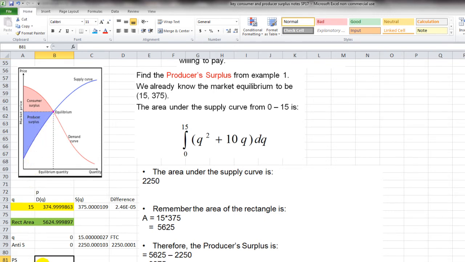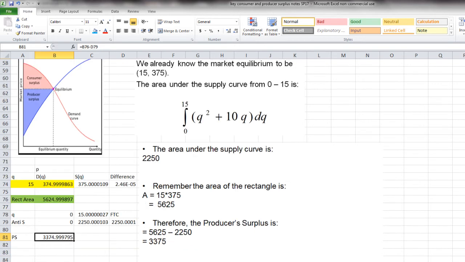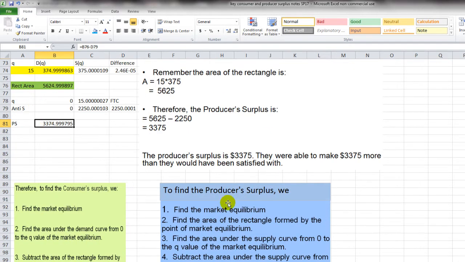get this purple area. So basically you need to remember for producer surplus, you're going to do rectangle area minus antiderivative supply, the area under the curve. Okay, and so this is the producer surplus. And what that means is the producers sold their products for more than what they were willing to sell them for. So this $3,375 represents the amount of money they gained because they sold their product for more than what they would have been satisfied with.